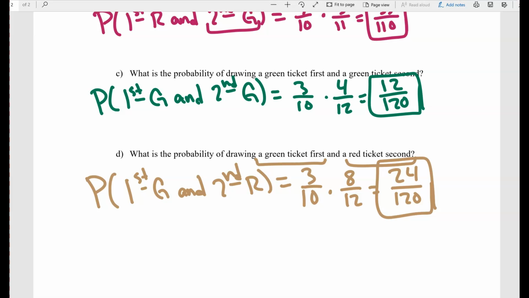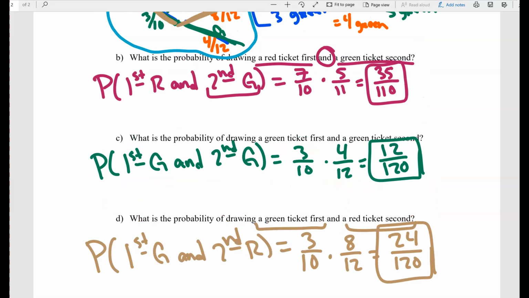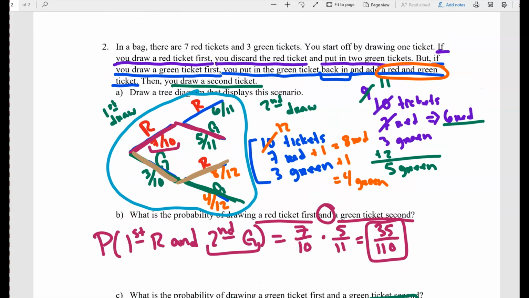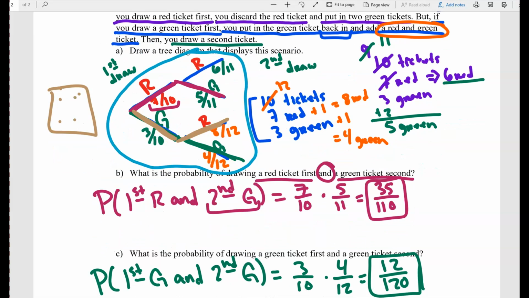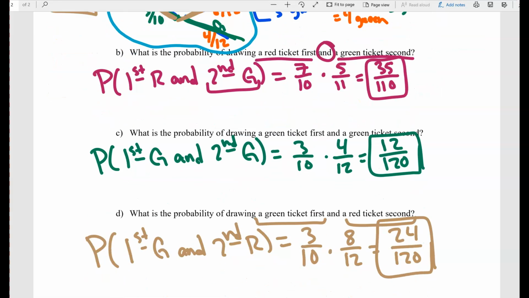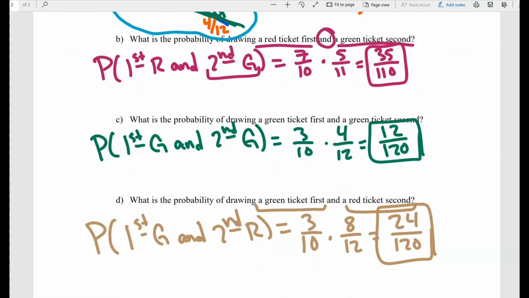So what's tricky about this problem is that there's a lot of things going on. Things are being put back in, but as long as you keep track of it, you should be okay. One thing that you can do is you can actually just draw a little bag and then put in 7 red tickets, then 3 of the green tickets, and then continuously pull them out. Imagine that you are the one doing it, and then count them that way. So that's basically how you do this problem. Feel free to watch it again if you still have any questions, or just reach out to me.